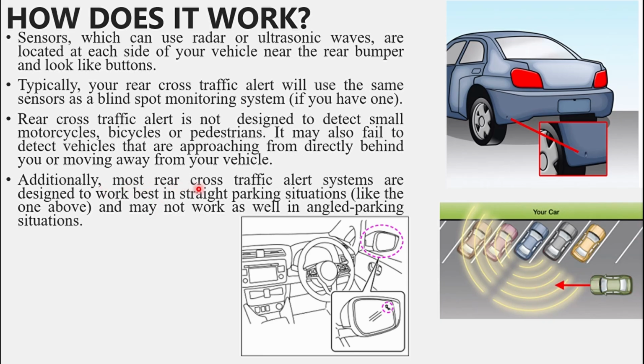Additionally, most rear cross traffic alert systems are designed to work in straight parking situations. In the previous slide I showed you where the vehicle was perpendicularly parked, but it can work in this kind of inclined parking as well. Some people opine that it may not work as well in angled parking situations, but as long as the vehicle is coming into the field of view of this particular radar, it will work just as effectively.